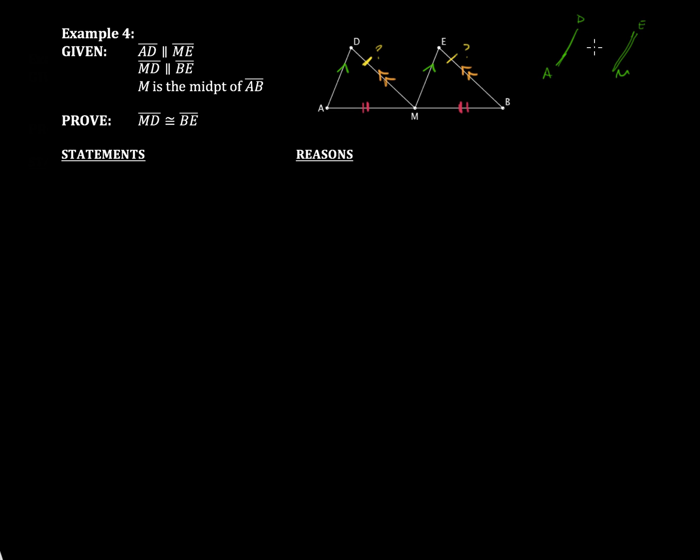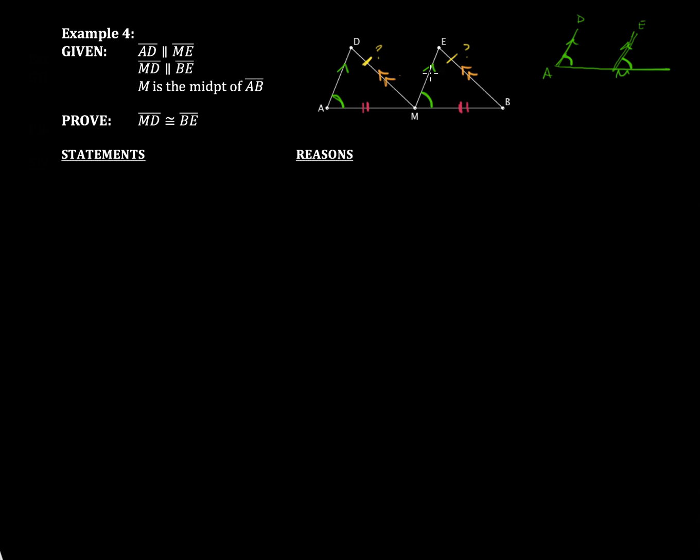So maybe it's not this as a transversal, maybe it's this as a transversal that's going to help me. Because if that's my transversal for my parallel lines here and here, I can say that this angle and this angle are congruent. Now, where does that translate over into my picture? Well, that would be angle DAM congruent to angle EMB. Those are angles within these triangles, so that could be important.